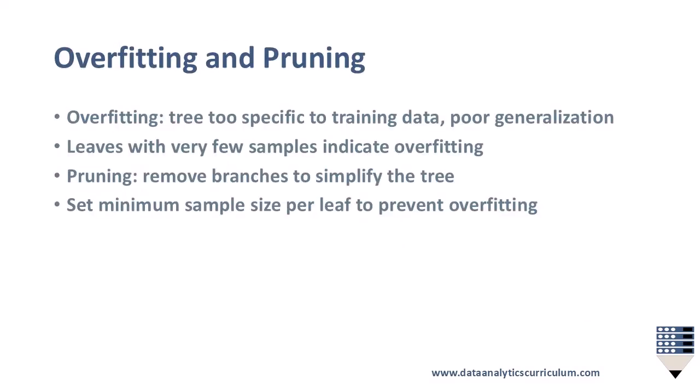Overfitting and pruning. A tree that fits the training data too perfectly is said to be overfitting. It may perform very well on the data it was trained on, but poorly on new data. Signs of overfitting include leaves that contain only one or two samples. To fix that, we can prune the tree, meaning we remove unnecessary branches to simplify it. We can also set a minimum sample size per leaf so the tree doesn't grow too specific. Simpler trees usually generalize better and make more reliable predictions.